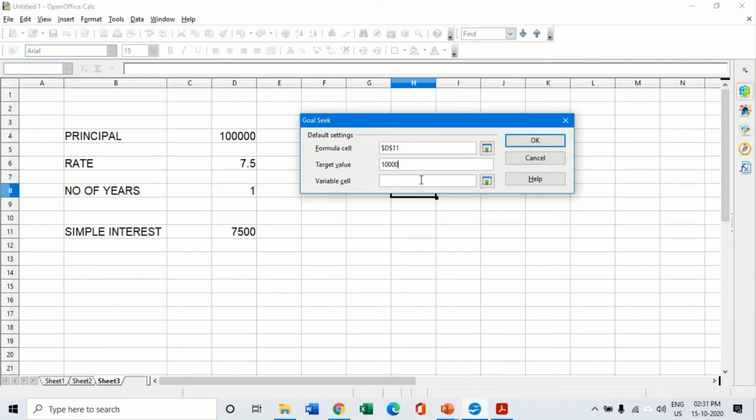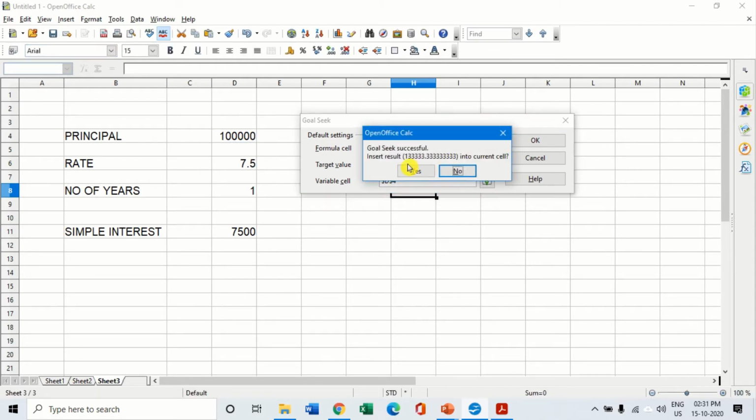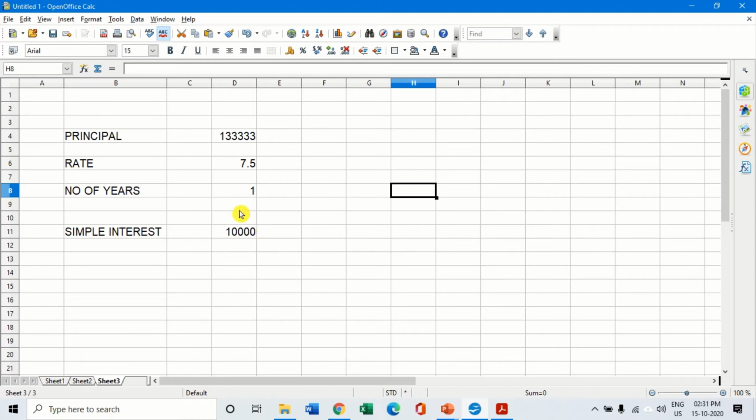Now where is the variable cell? By changing which cell do I want to get this particular interest? I want to change the principal. So I select the principal cell, and click on OK. It will tell you that it was solved successfully: if you invest this principal amount at 7.5%, you will get an interest of 10,000 rupees. So my principal amount gets changed.